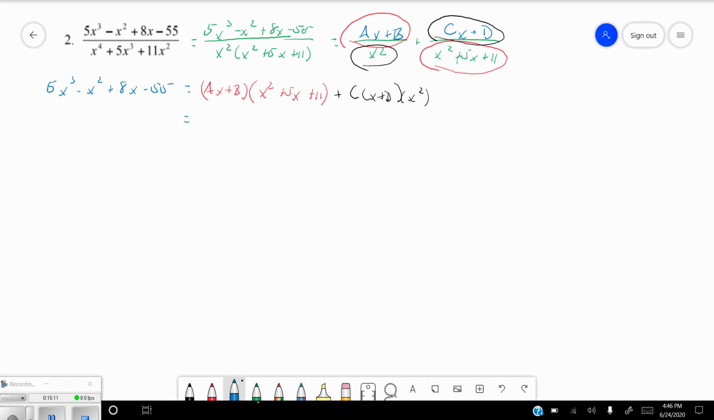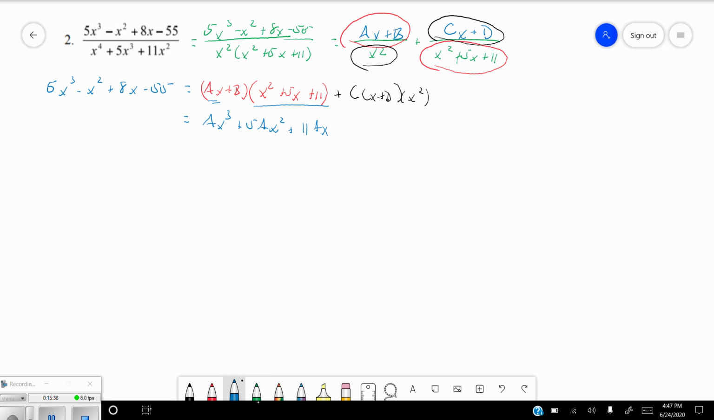So if it helps you, write your little arrows. Just make sure you keep everything straight. I'm going to multiply the ax right here times every piece in that second parenthesis. So I'm going to get ax cubed, 5ax squared, and 11ax. That's just from the a part.